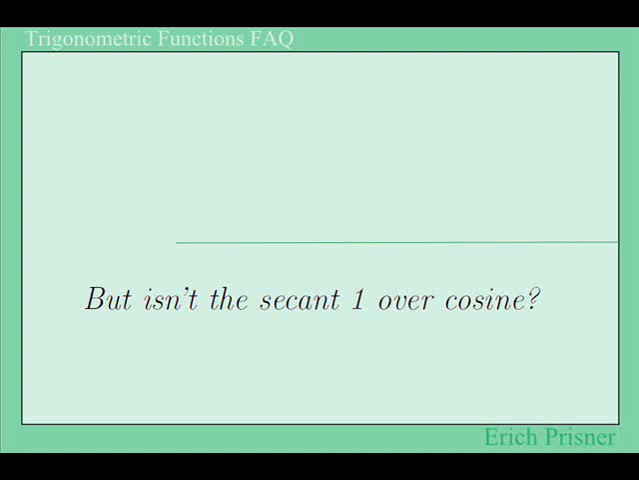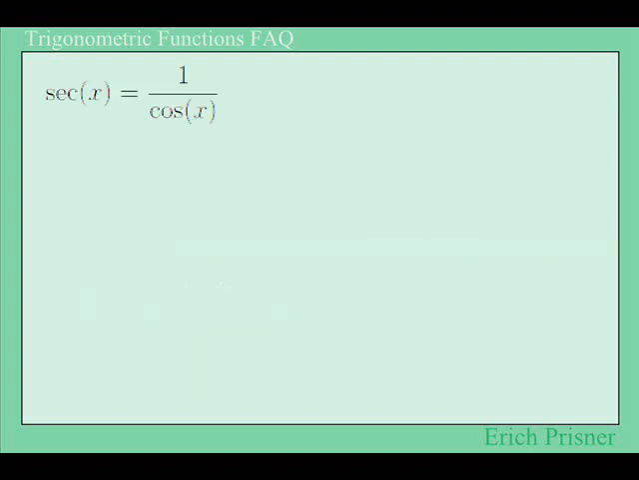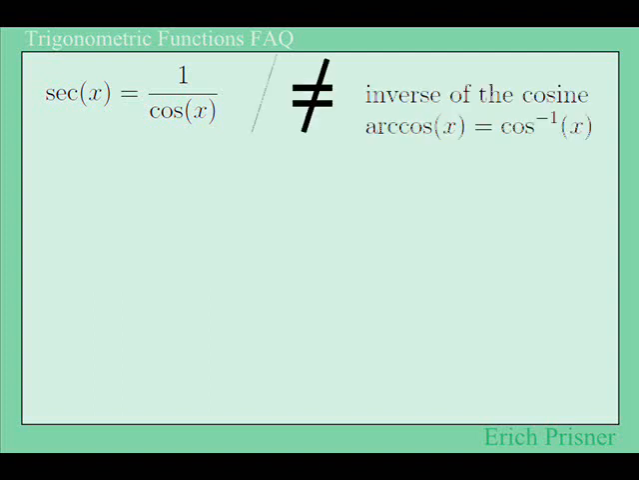But isn't the secant 1 over cosine? Yes, but secant of x defined by 1 over cosine of x is not the same as the inverse of the cosine, arccosine, or cosine inverse. Remember that the superscript of -1 for functions has nothing to do with 1 over. It is just an abbreviation for the inverse functions.